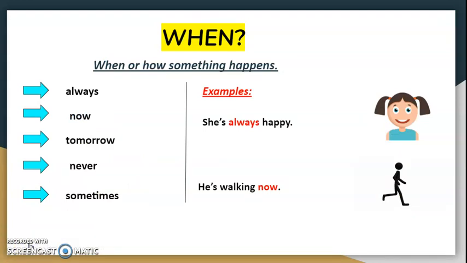Adverbs can answer the question when. These are words like always, now, tomorrow, never, and sometimes. For example, she's always happy. He's walking now. Always and now are adverbs.